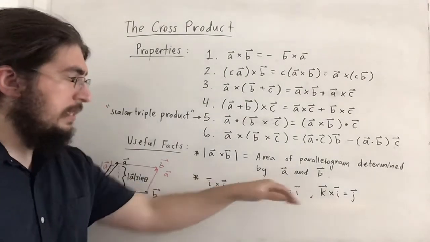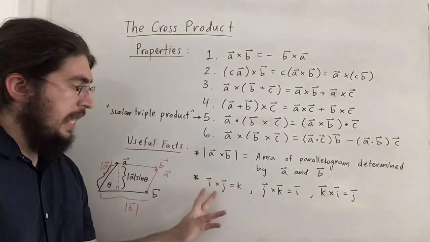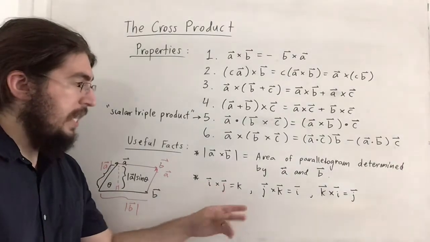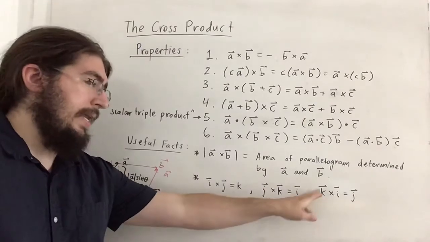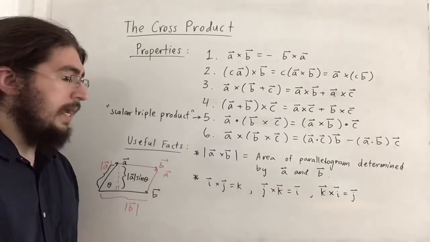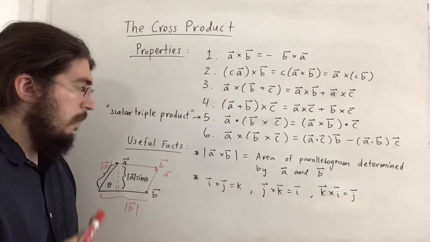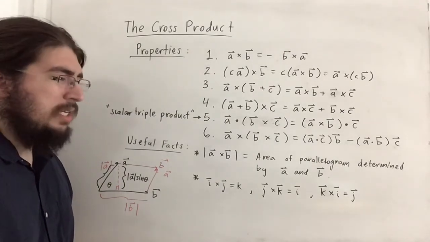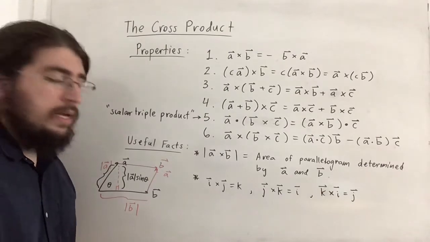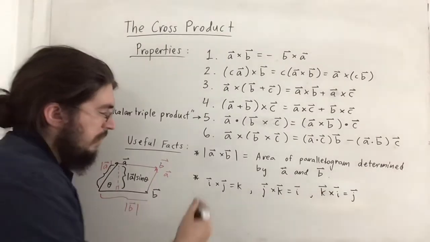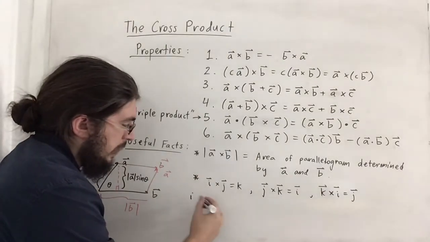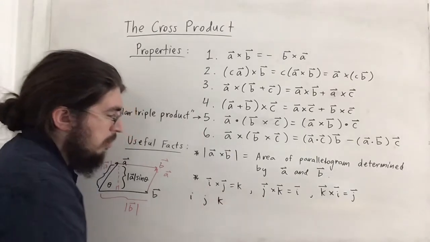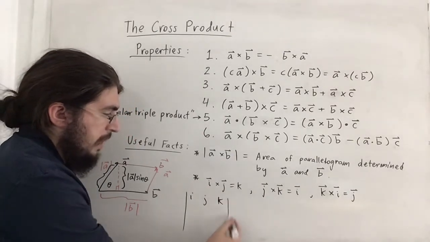These next facts are kind of interesting. It says I cross J is K, J cross K is I, and K cross I is J. Now, I'm not going to prove these necessarily, but it's not too hard to verify whether it's true. In fact, maybe I'll just do one of them. So let's look at the first one. So let's take the cross product of I and J. So remember how that goes.